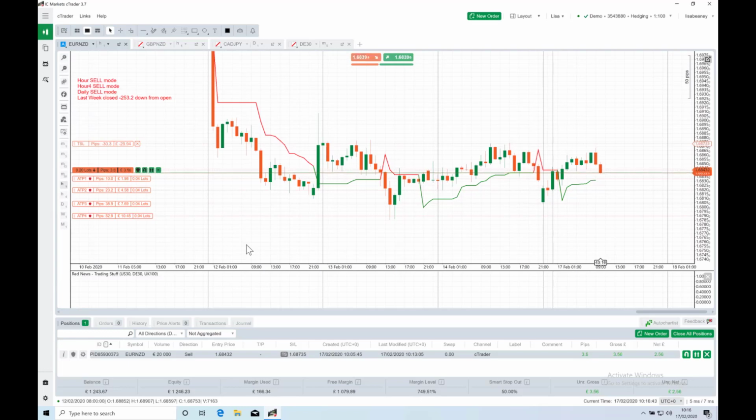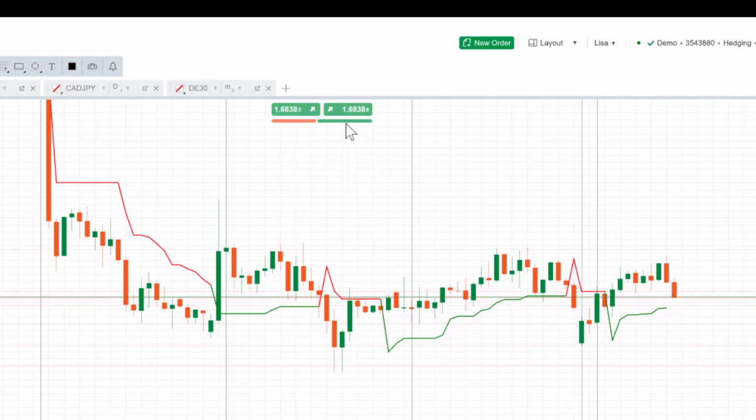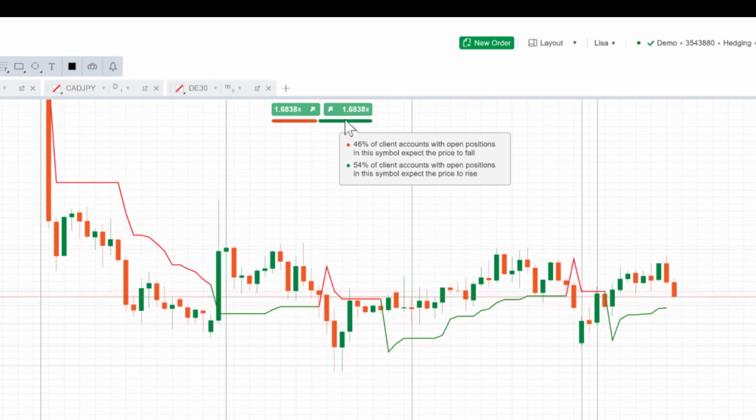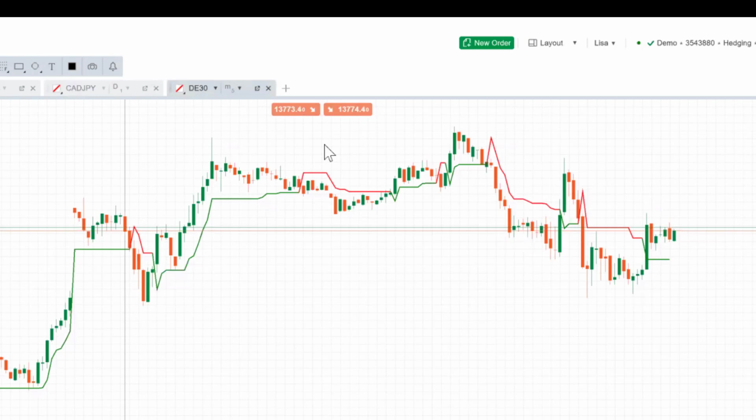No other questions so far? Okay, we have one question asked on the WhatsApp group about this little market indicator bit at the top here that tells us that 45% of our client accounts have open positions that expect it to fall, and 55% expect the price to rise. All the time you have the quick trade buttons, this shows, except for the DAX and Dow when it doesn't. And this is something that's controlled by IC Markets and cTrader, and unfortunately we have no control over this whatsoever.